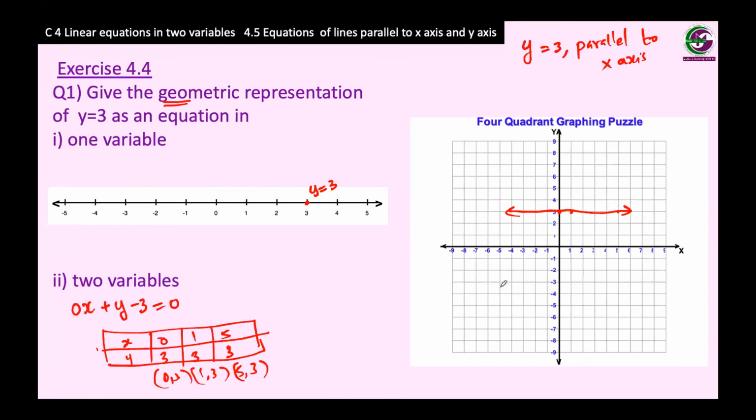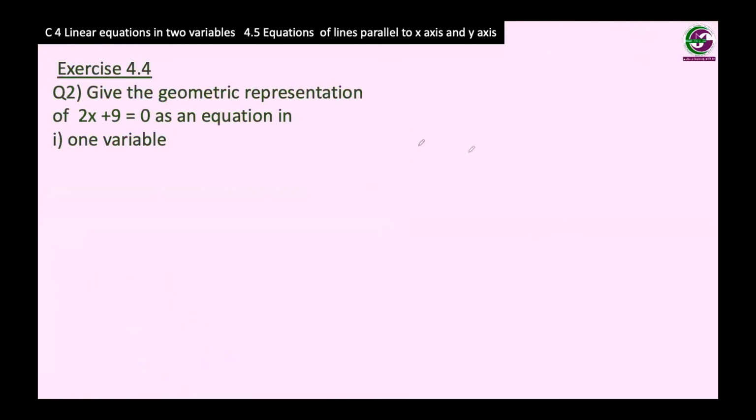Let us see another example, which is question 2. Give the geometric representation of 2x plus 9 is equal to 0. So again, we have only one variable, but we can rewrite. 2x is equal to negative 9 because plus 9 changes to minus 9. Now we have to remove 2 to keep the variable alone. So you know that x is equal to negative 4.5 is the value.